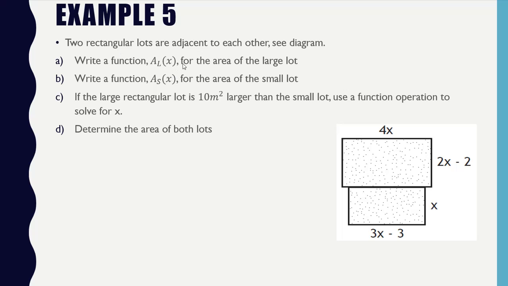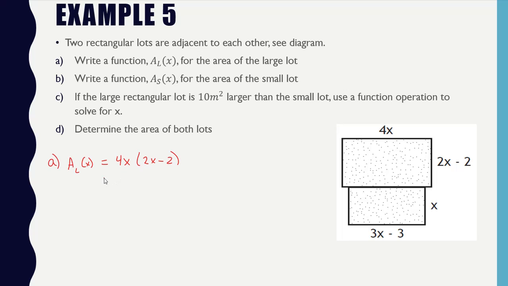All right, example 5, a word problem. Two rectangular lots are adjacent to each other. See the diagram. Write a function A sub L of x for the area of the large lot. Okay, so let's take a look at that. Our larger lot here, A sub L of x, is just going to be length times width. So that's going to be 4x times 2x minus 2.